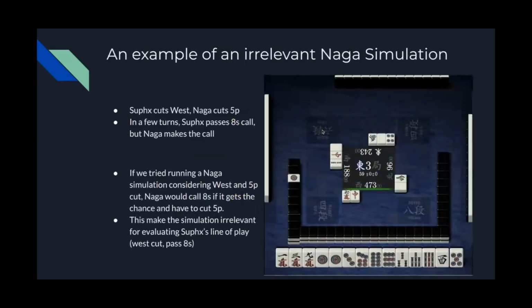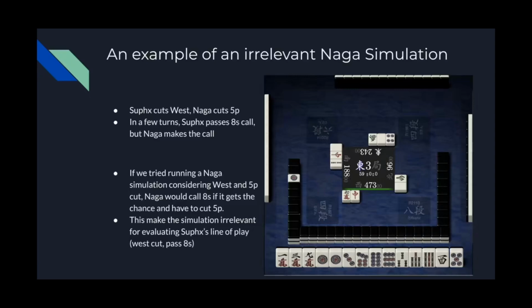So the sim assumes that our opponents are Naga level. Yeah, that's basically what it's assuming. It's assuming that you're fighting three Naga. What is the best choice against those three Naga? Yeah, so that's our first Naga sim.